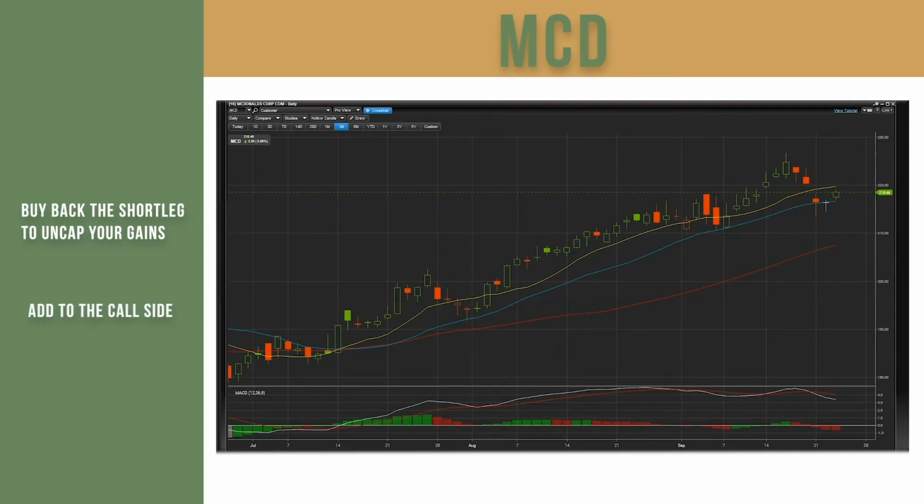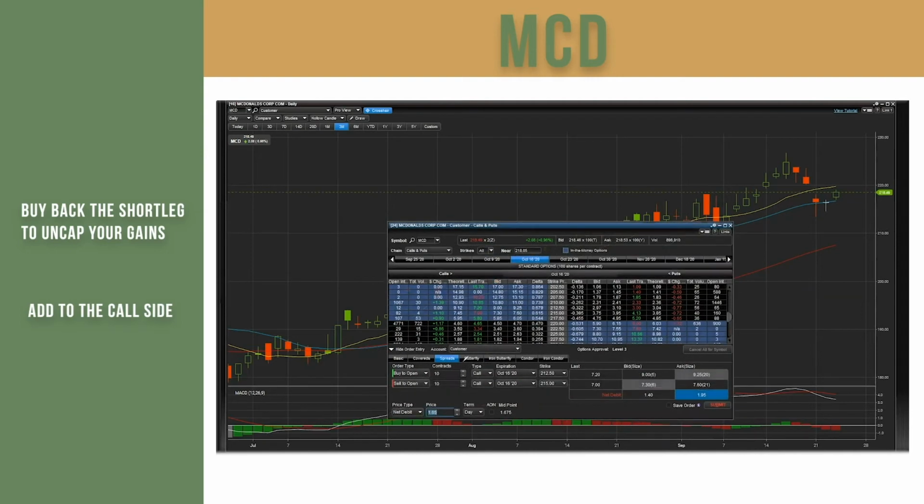So if we take a look at this again, and let's say it breaks above that 220 area, and you have this 212.50, 215 vertical spread, right? So if it breaks above that 220, and it looks like it's going to that 225 second resistance area, all you're doing then is, you've got 10 contracts of each here. You're long 10 contracts of the 212.50, you're short 10 contracts of the 215.